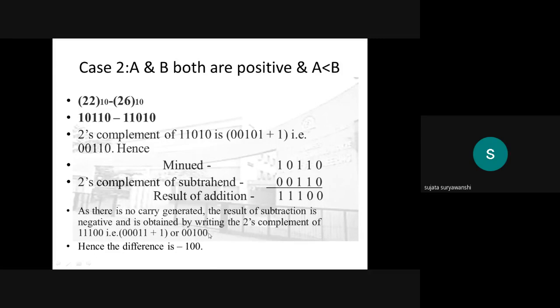What is the magnitude in decimal form? Can you tell me what it shows in decimal form? Tell me the equivalent decimal. Yes, that is right. Magnitude shows 4. But the carry is not generated, which means your result is negative. That's why minus 4 is your result. When you perform 22 minus 26 in decimal form, you get minus 4 as a result. And this is the procedure to solve this example.